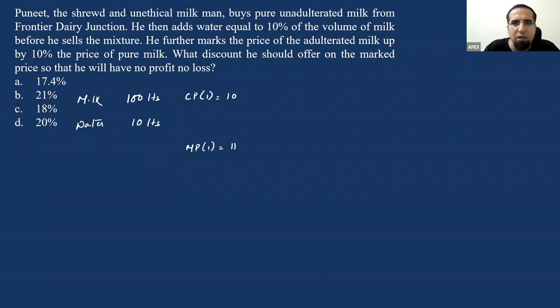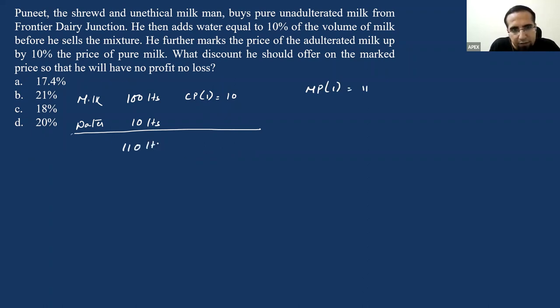Clear? Now, what is the discount he should offer on the marked price so that he should have neither profit nor loss? Okay, so let's try to understand it. What is his total cost price? If you observe, let me erase this part here. So I'm writing it here. Marked price of 1 liter is equal to 11. So he has a total of 110 liters. Clear? And the total cost price is 100 liters into 10, which is equal to 1000 rupees. So 110 liters costed him 1000 rupees.